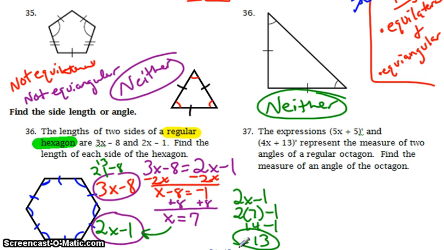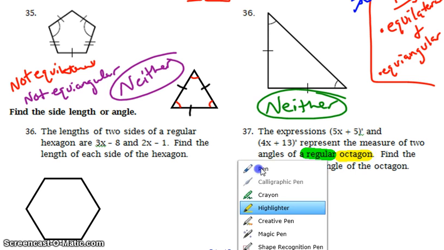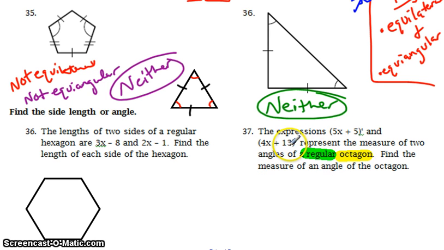Okay? Now, so that I have some room, I'm going to erase all of that. Now, number 37 says the expressions 5x plus 5 degrees and 4x plus 13 degrees represent the measure of two angles of a regular octagon. Well, remember, if something is regular, all angles and sides are the same. So therefore, I don't know what the angles are, but this angle has to equal this angle.